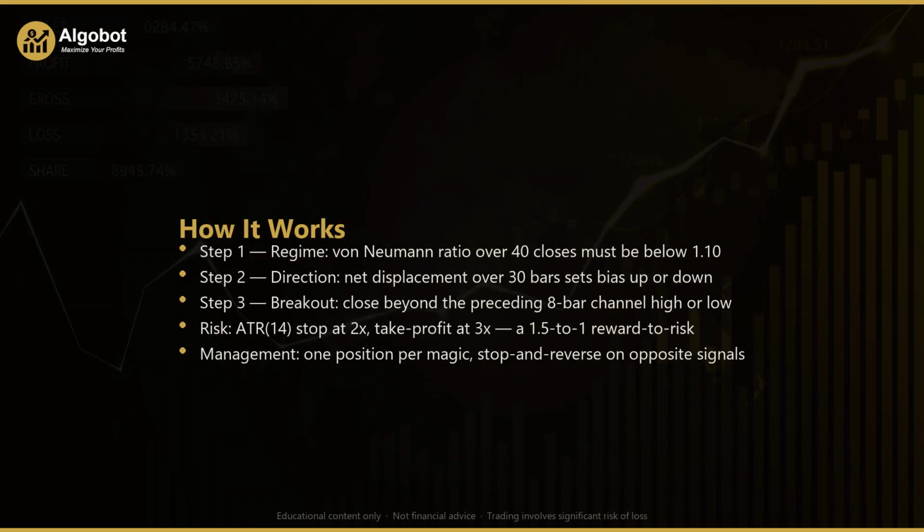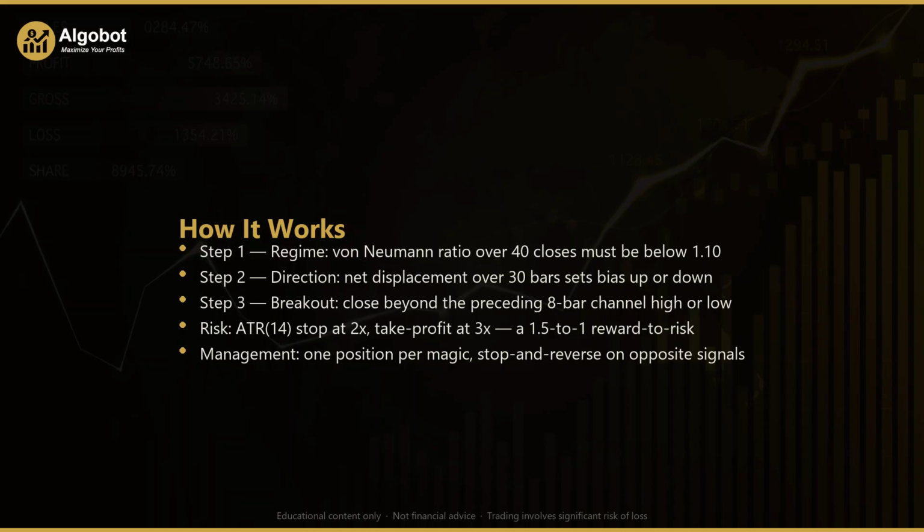Let's walk through the exact logic the expert advisor follows, step by step. The strategy works on completed bars, so it evaluates its rules once per bar, when a new bar opens and the previous one has just closed. It also needs enough history on the chart before it does anything. The first gate is the regime check.